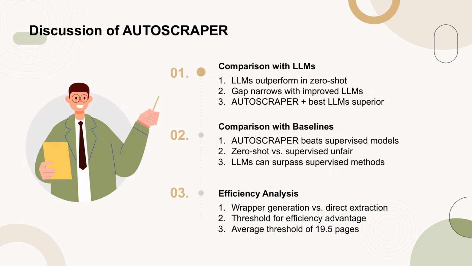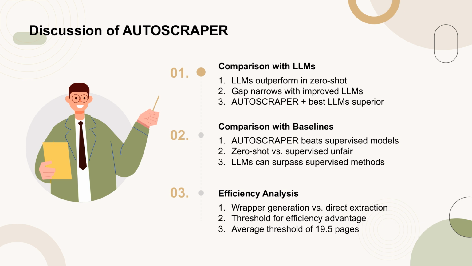In this discussion, we explore several key aspects of AutoScraper. Firstly, we compare AutoScraper with direct extraction methods using large language models, LLMs. The results indicate that while LLMs like Phi-3 Medium perform well in understanding web page content, they struggle with comprehending web page structures. However, as LLMs improve, the performance gap narrows, suggesting that combining AutoScraper with the best LLMs can yield superior extraction performance. Secondly, we compare AutoScraper with supervised baseline models and web information extraction tasks.